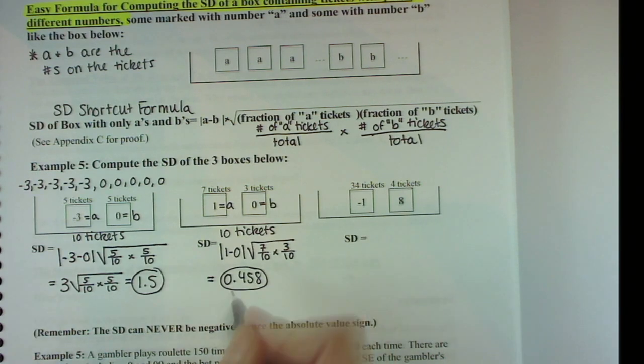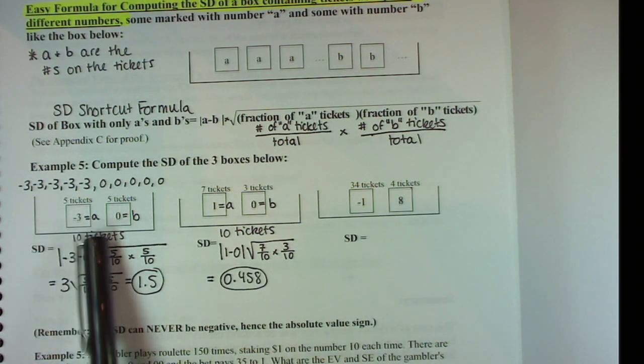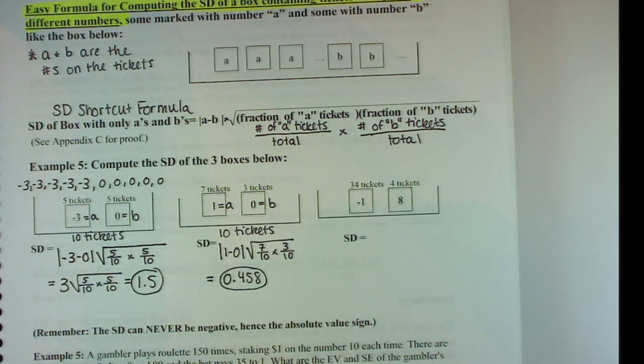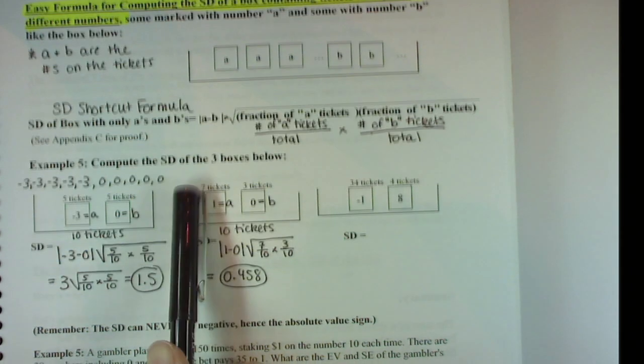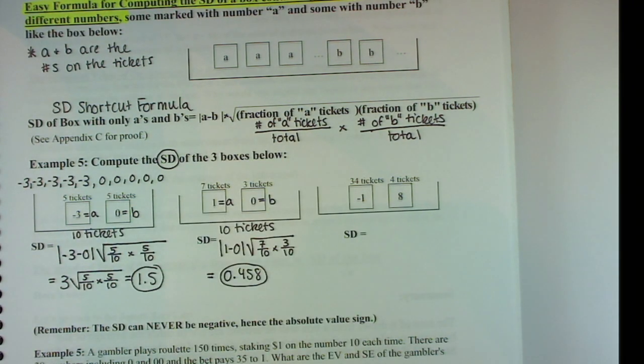So my SD is a bit smaller, which kind of makes sense, right? The spread of the negative 3s and the zeros is going to be bigger than the spread of 0 and 1. 0 and 1 are right next to each other on the number line, so the spread is going to be smaller. SD, remember, is ultimately just a measure of spread. How far are all the tickets from the average?